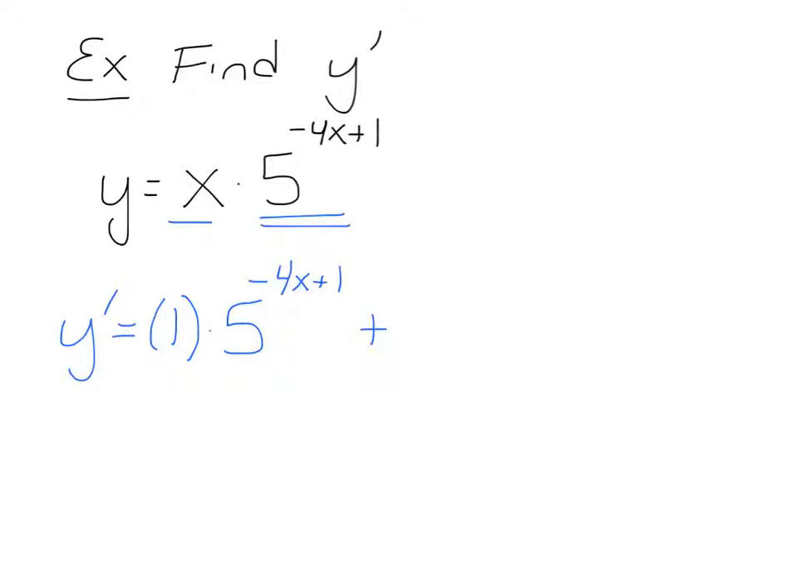And then plus, leave the x the same, and now take the derivative of the second piece, and this is our new rule for today. I'll do this in red. The rule says it's going to be itself, so 5 to the negative 4x plus 1 times the natural log of 5, because it's not an e, it's a 5, it has a different base. And then the chain rule says I have to multiply by the derivative of the exponent, which is negative 4. And that whole thing is our derivative.